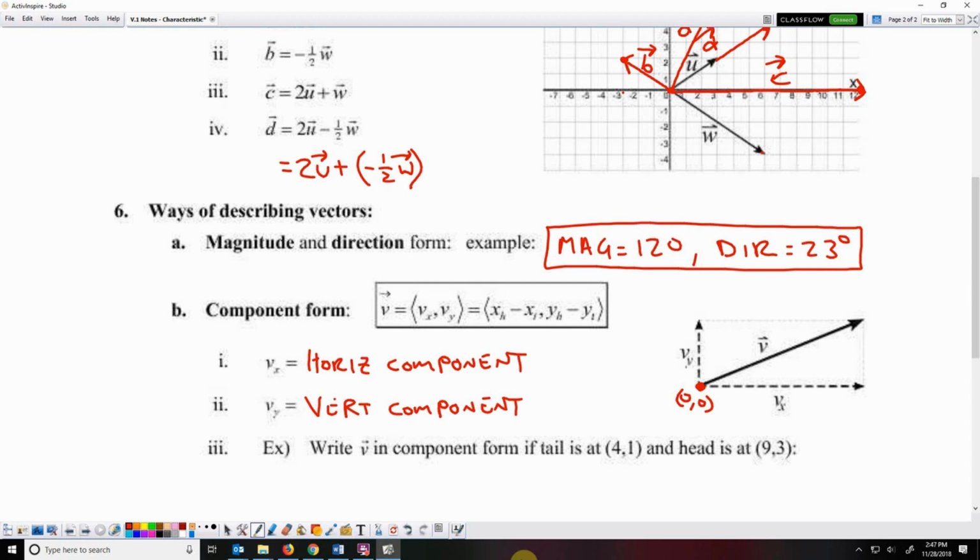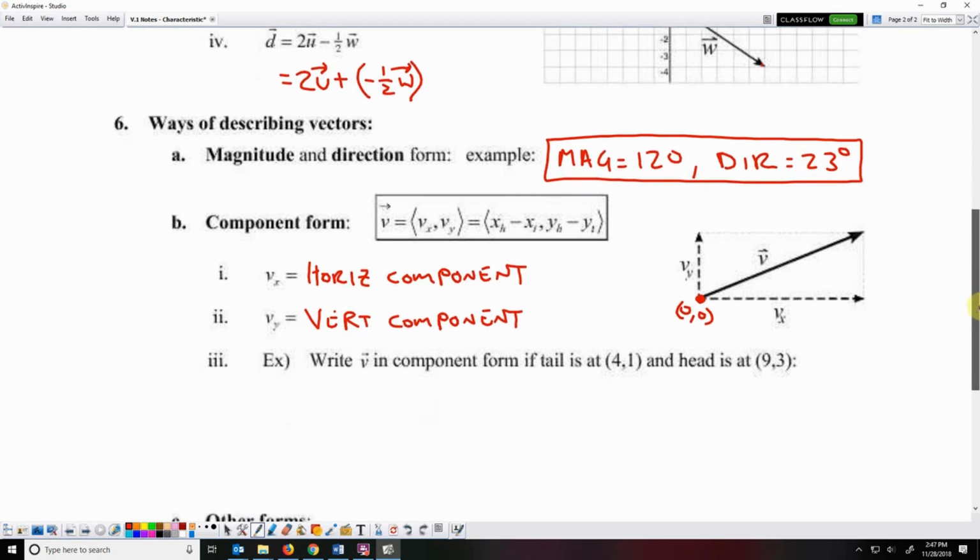Okay, so to get component form, the x and the y, we're going to subtract. So this is kind of like doing distance formula. Whatever this set of coordinates is, whatever this set of coordinates is. Let's pretend that's not the origin. So that is now going to be 4, 1.